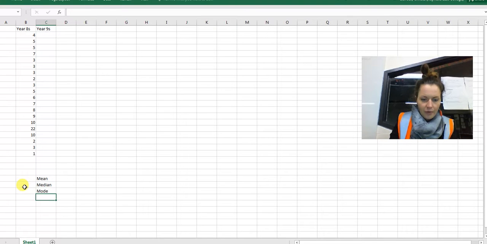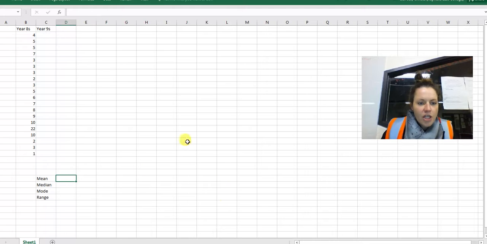Mode. Range. Okay, so basically the mean is the average, I guess the average number. Okay, so how you can do that is you add up all your numbers, so it's the sum of all your numbers divided by the total number of responses. That's basically the simplest way to put it.